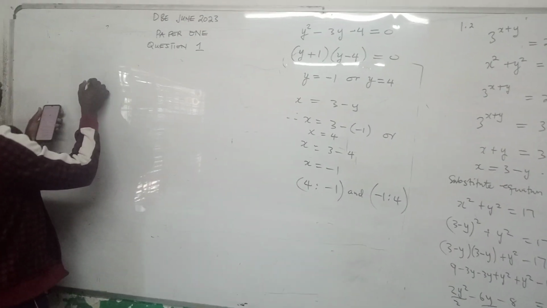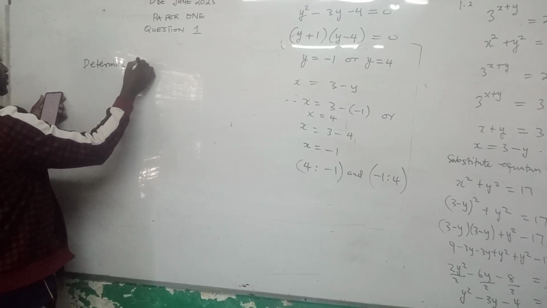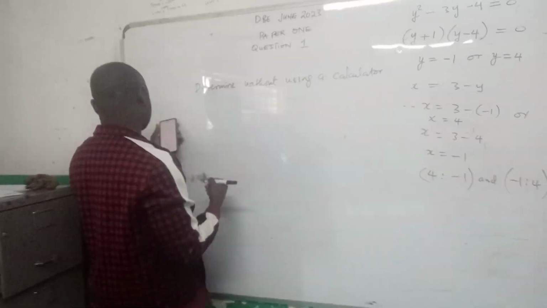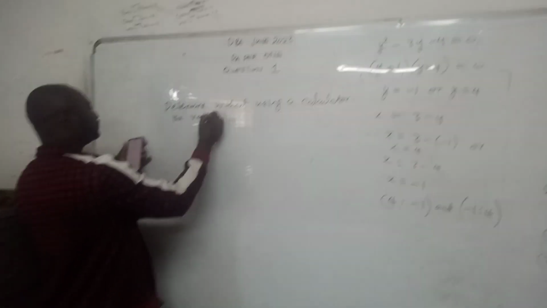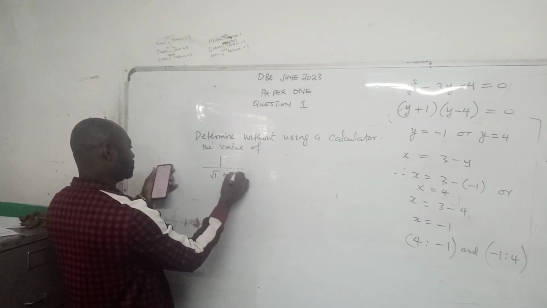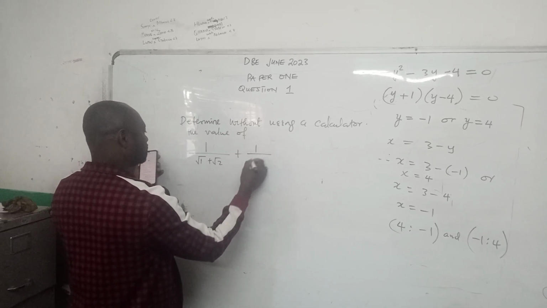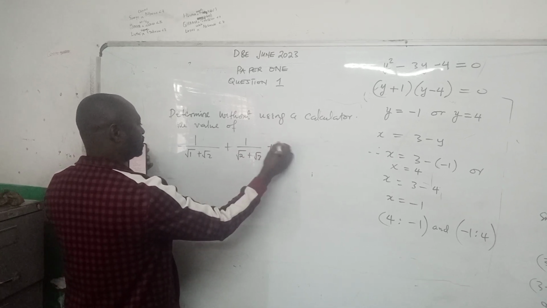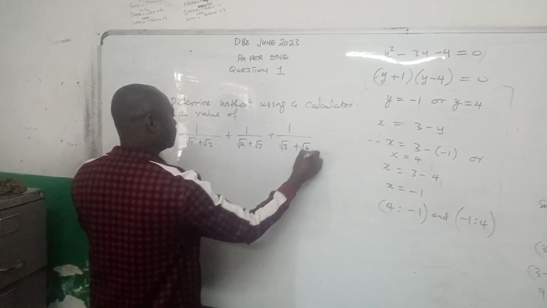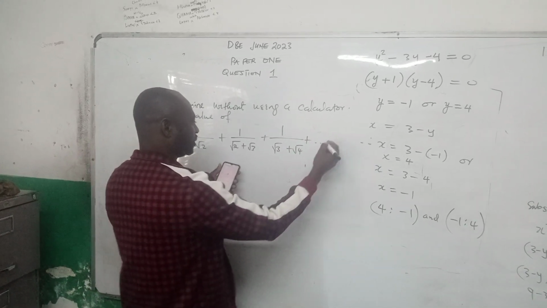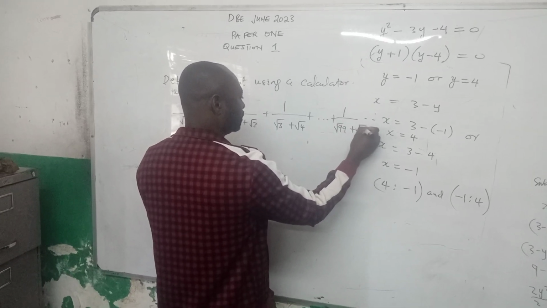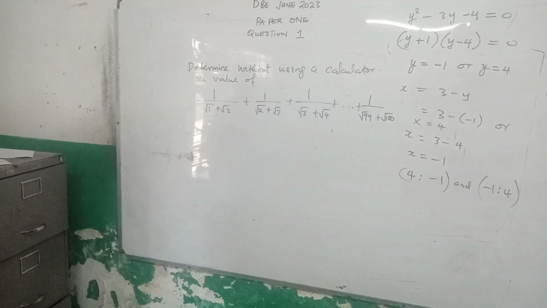Determine without using a calculator. I wonder how many learners will be able to do this question. The value of 1 over square root of 1 plus root 2, plus 1 over square root of 2 plus root 3, plus 1 over square root of 3 plus square root of 4, plus there will be an interval here, other numbers that are omitted. Then the last will be 1 over square root of 99 plus square root of 100. So this is what we are supposed to solve without using a calculator.